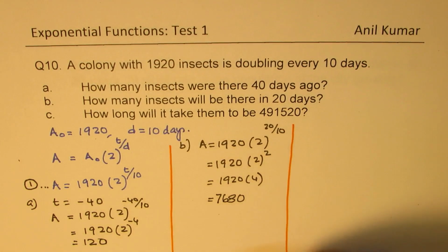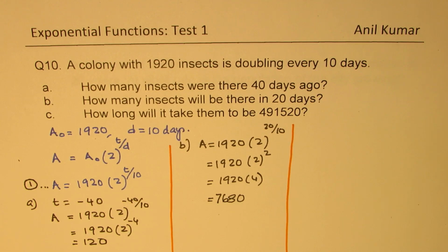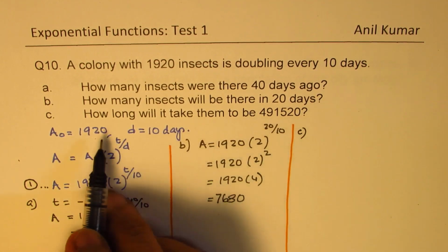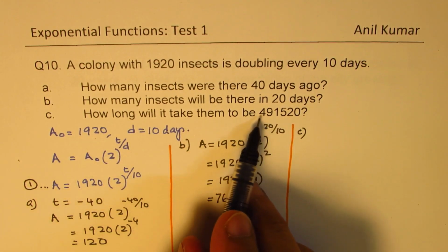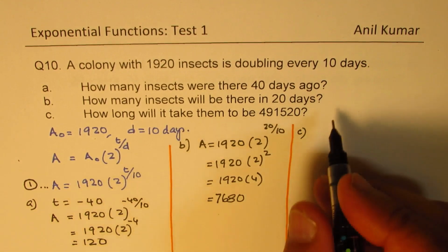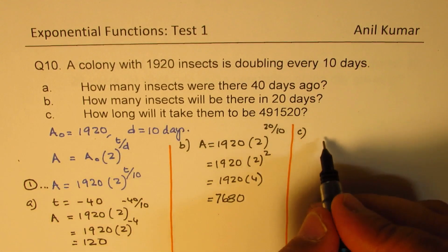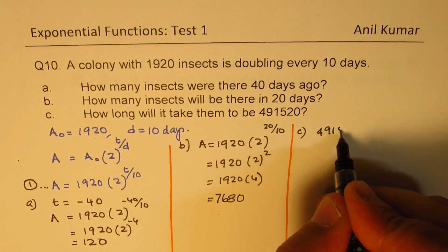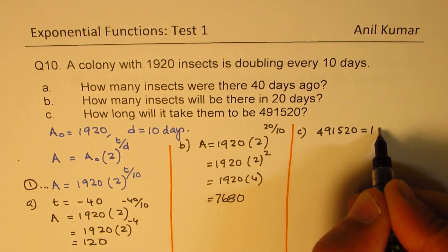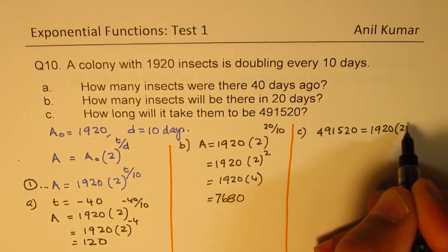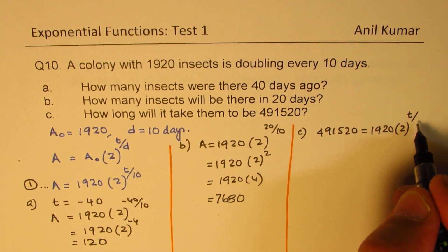Now let's look into part C, which is how long will it take them to reach this much? So that is the final value. We need to find time now. So we get 491520 equals 1920 times 2 to the power of t over 10.